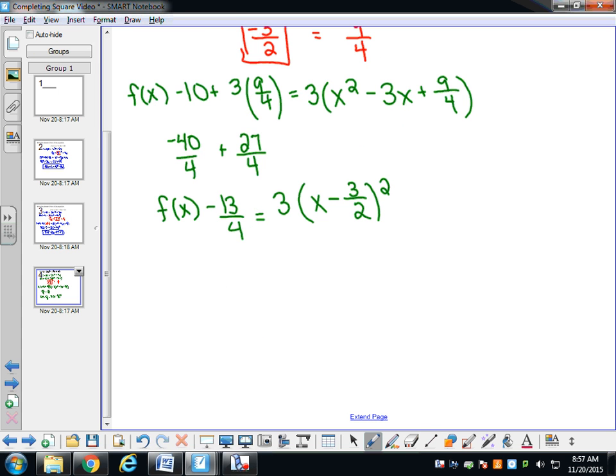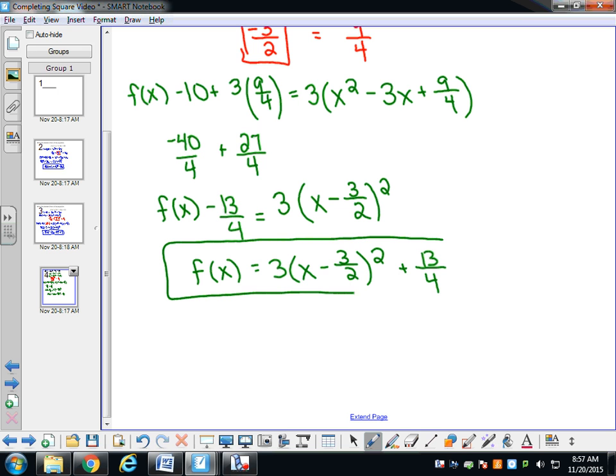Then move your c term back over. And this is this quadratic written in standard form. Hopefully these 3 examples help with completing the square.